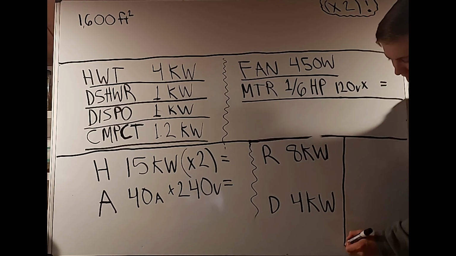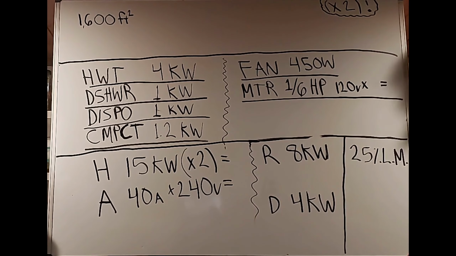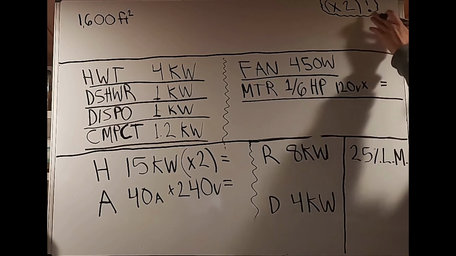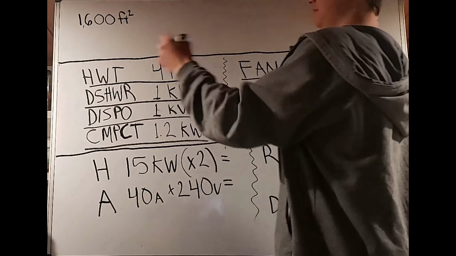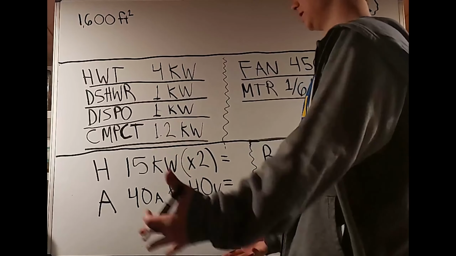Then I'm going to create my last section here because we have 25% of the largest motor. Of course, this is the only section that we're not multiplying by 2, even though we have 2 units. Okay, so now I'm going to get into the general lighting load section. I'm going to go each section in order, which makes it pretty easy.